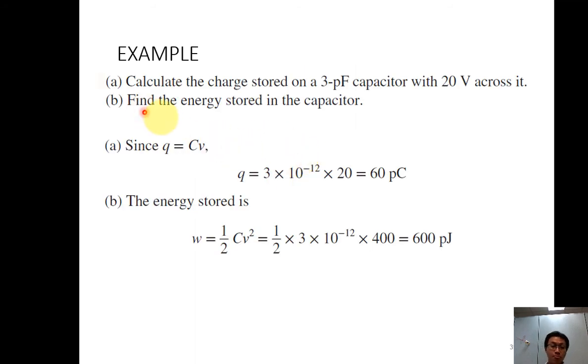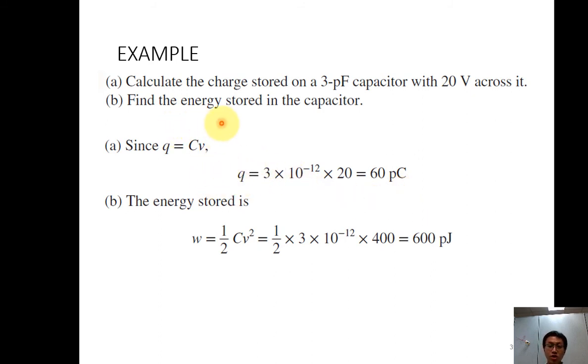So for example, let's calculate the charge stored on a 3 picofarad capacitor with 20 volts across it. We know that Q equals CV. I want to find my charge, which is Q. My capacitance is 3 picofarad, so 3 times 10 to the power minus 12. My V is 20 volts, so I have 60 picocoulombs of charge.